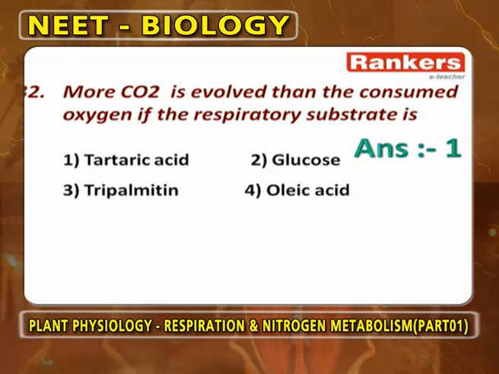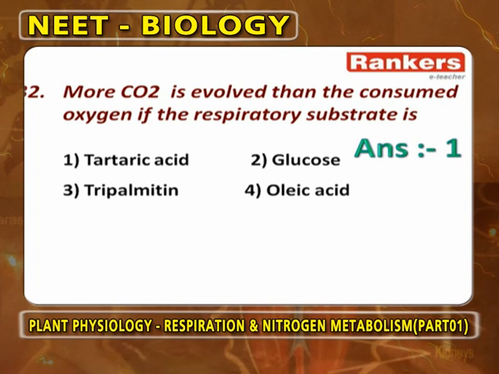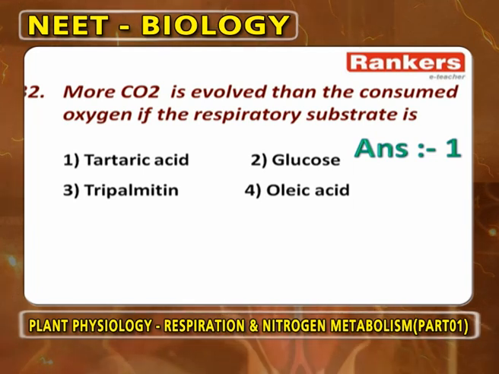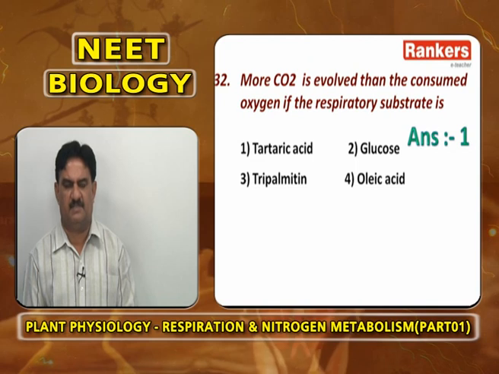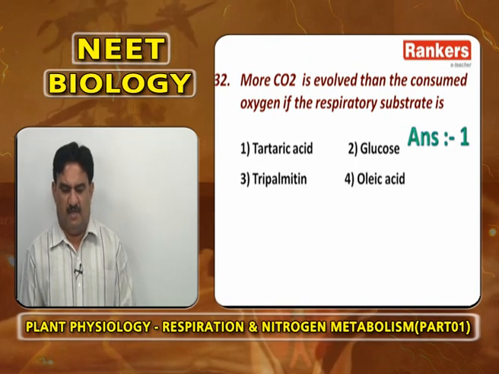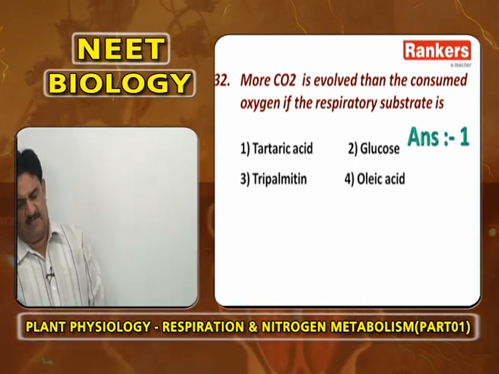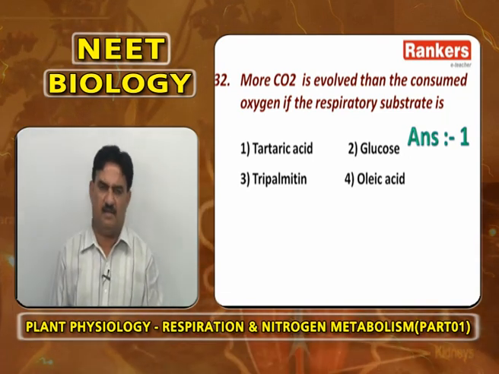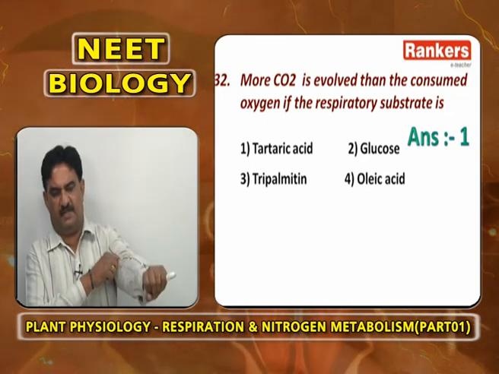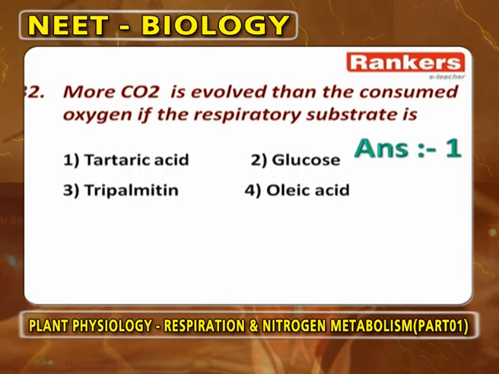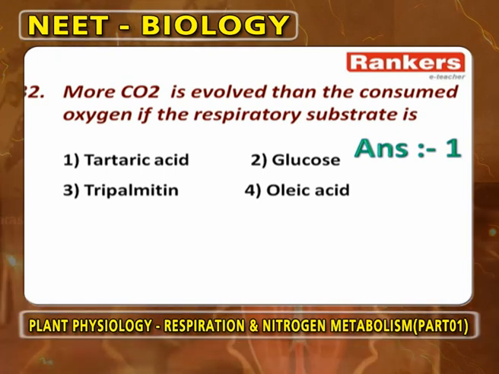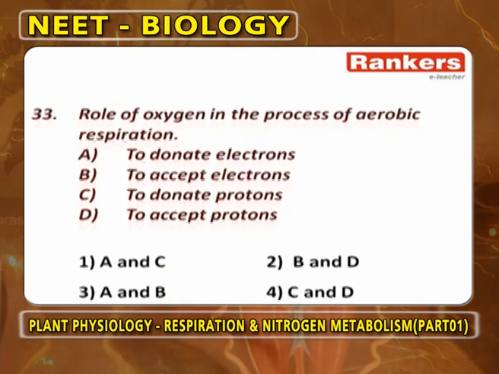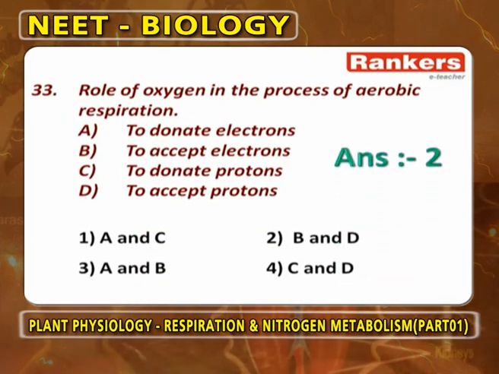More CO2 is evolved than the oxygen consumed if the respiratory substrate is... If it is glucose, the RQ is only 1. If it is tripalmitin, less than 1. If it is oleic acid, less than 1. Whenever you get an RQ value more than 1, then this statement comes into existence. What is that? More carbon dioxide is evolved than the oxygen consumed if the respiratory substrate is tartaric acid.